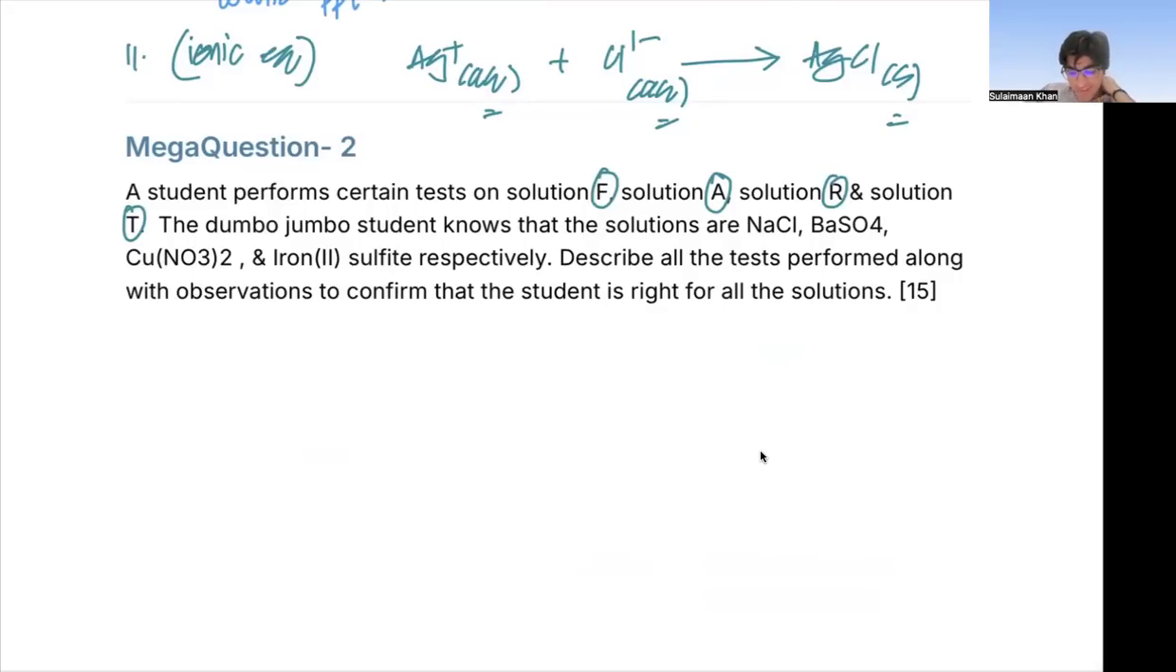Acha, solution F, solution A, solution R, and solution T. The student knows that these solutions are NaCl, BaSO4, copper nitrate, iron 2 sulfite respectively. It's not sulfate, it's sulfite, SO3 2-.